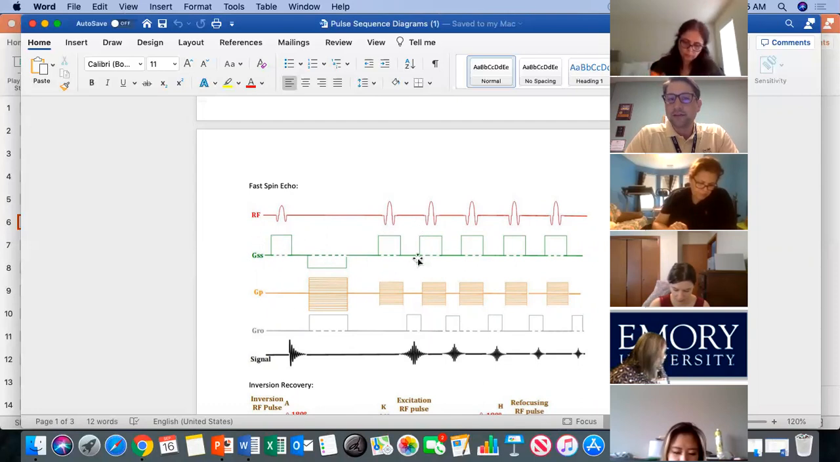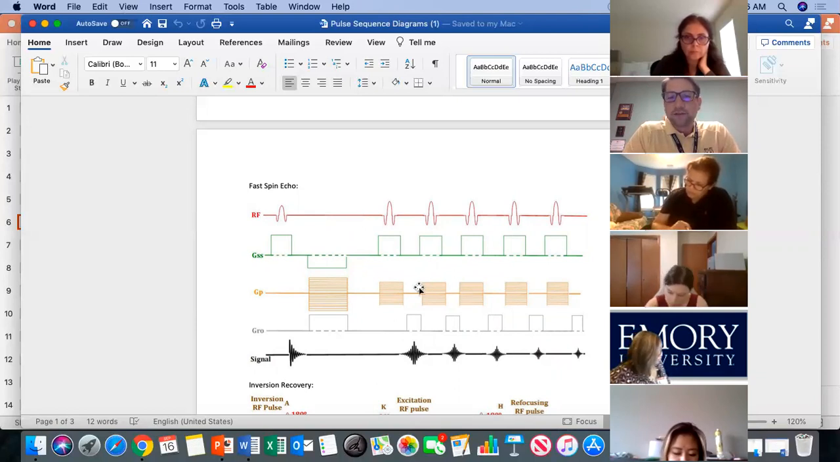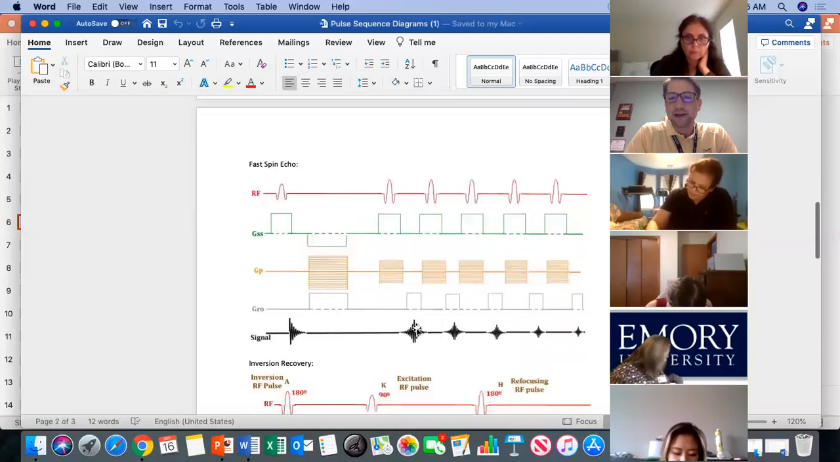So you can see here, everything kind of happens the same. Our slice select gradient turns on every RF pulse. Our phase encoding gradient changes, our phase changes each time right in between our 180 degrees. So we're gonna fill a different line of K-space each phase shift. So we're able to fill 5 lines of K-space in 1 TR period. So that's why it makes it 5 times faster. So you collect 5 different echoes.